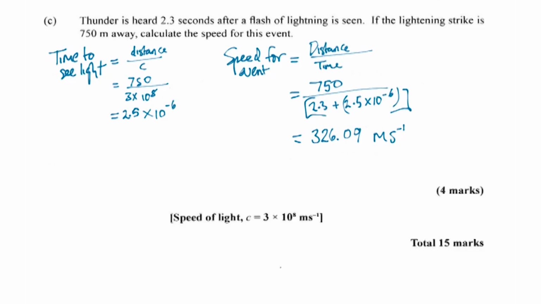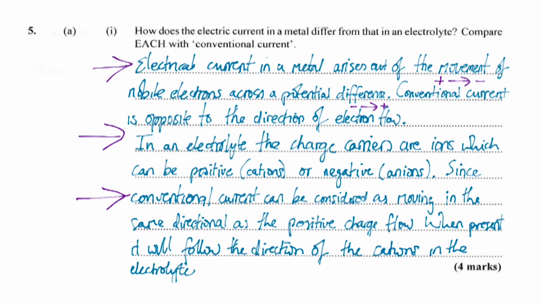How does the electric current in a metal differ from that in an electrolyte? Compare each with conventional current. Alright, the thing with conventional current is that somebody thought electricity ran with positive charge, and now the whole ladder would run with that. So conventional current is from positive to negative. But in a metal, we know it is actually electron flow, from negative to positive. So that's basically what I'm stating there. I state that electrical current in a metal arises from the flow of mobile electrons, the electrons from the electron cloud in the metal that are moving all over the place. You just get them to go in one direction with a potential difference, and boom, you have electricity.